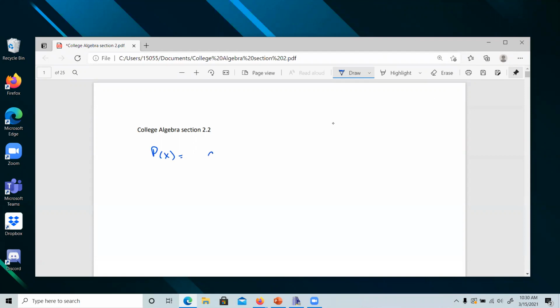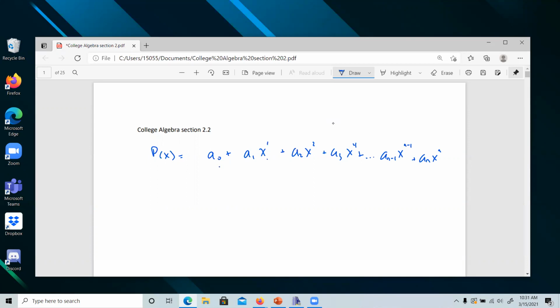It's going to be a sub 0 plus a1 x to the 1 plus a2 x squared plus a3 x cubed plus dot dot dot a n minus 1 x to the n minus 1 plus a n x to the n. Now, we write all of this out, but it might stop here. It might stop at a0. There's no requirement that they always have to be filled in.